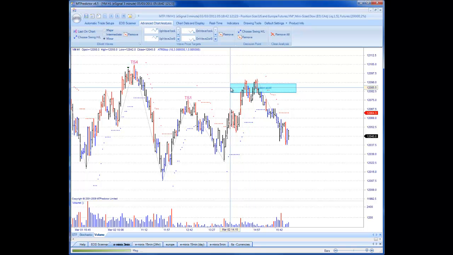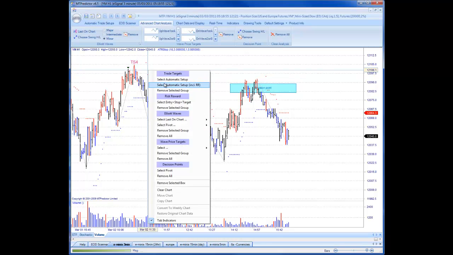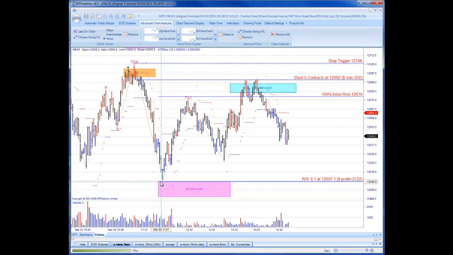So again, the tools in the MTPredictor software program were doing a good job and helping you identify the swings and the turns in the market, and even using the automatic setups, it would have been a good day yesterday, particularly with this plus 6R trade from, well, what was the high of the day into what was the low of the day. So even though a choppy day, a good result overall for MTPredictor and MTPredictor users.